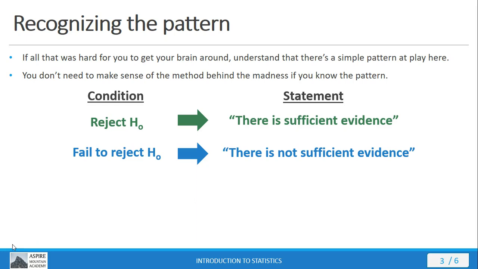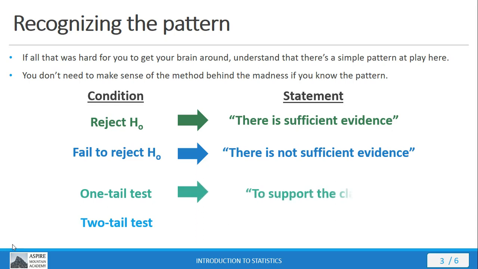Now, another condition that we could have with our hypothesis test is the type of test that we have. So we could have a one-tailed test or we could have a two-tailed test. And there's specific language tied to each of those conditions as well. So the second part of our conclusion is going to come from one of these two conditions. If we have a one-tailed test, then we're going to say to support the claim. If we have a two-tailed test, then we're going to say to warrant rejection of the claim, or to reject the claim. So it's pretty straightforward.